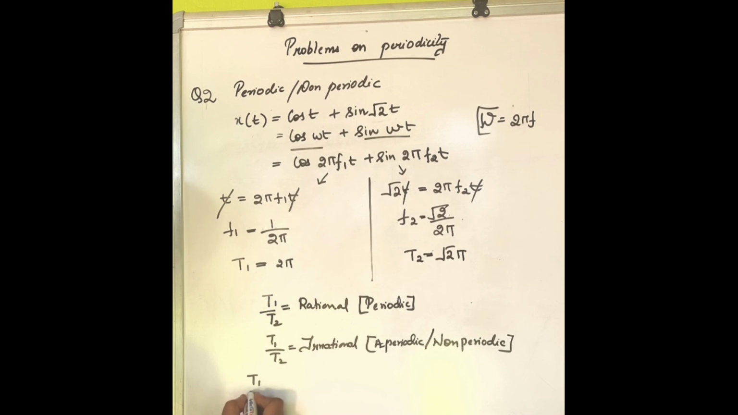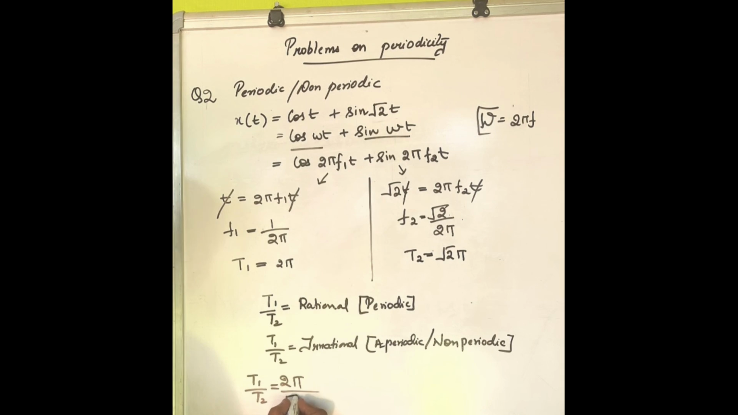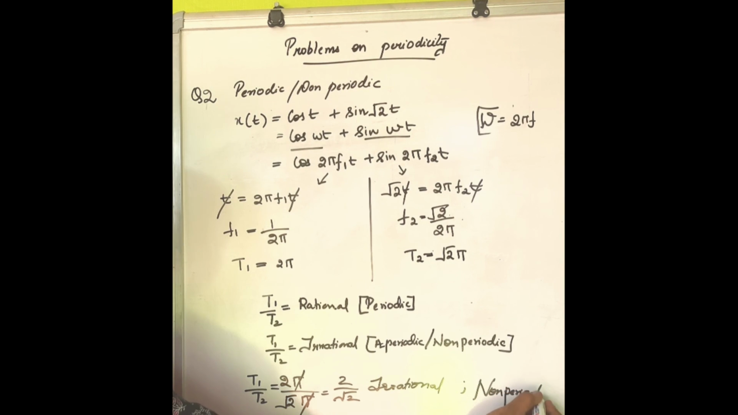Now let's divide the two. T1 is 2 pi. T2 is 2 pi by root 2. So your pi gets cancelled. Okay, you have 2 by root 2, which is irrational. This is an irrational value. Hence, the signal is non-periodic or aperiodic signal.